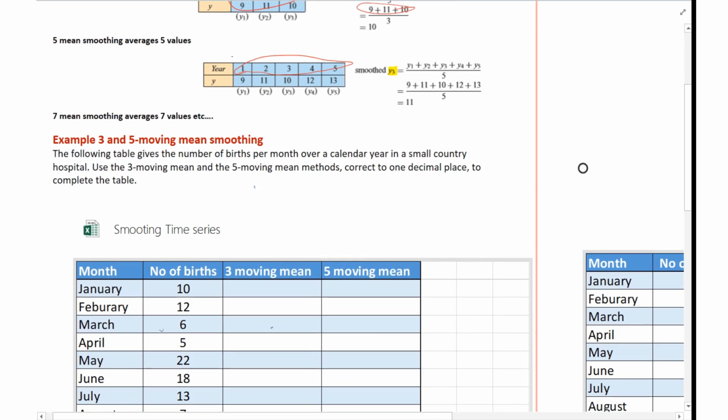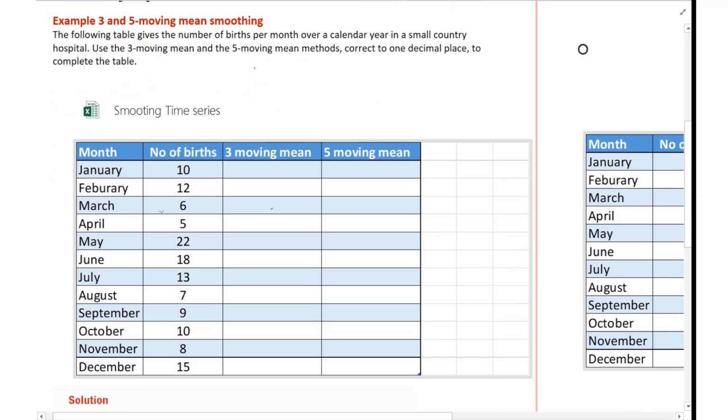Now, how does that work in operation? It could happen for 7. Again, same deal. You're going to look at your 7 data points, add them up, divide by 7. Now, how does that actually work? So what we're going to do here is look at it as a 3 moving mean, just because there's a starting point, so it doesn't get too messy.